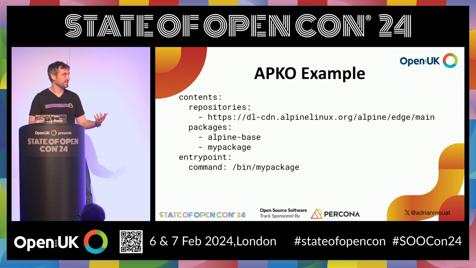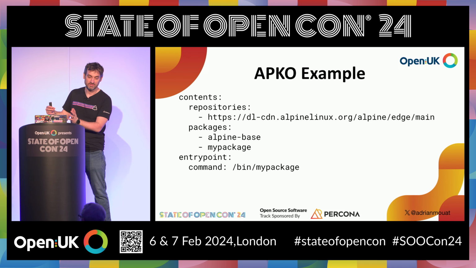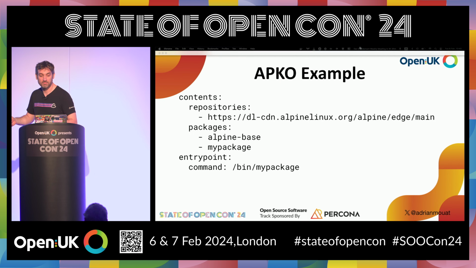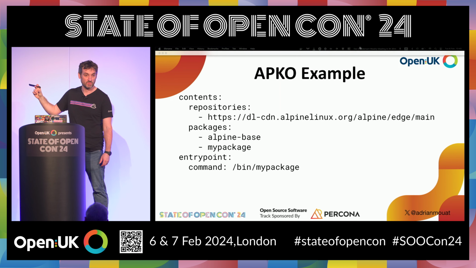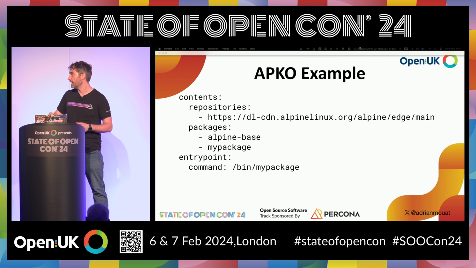And it's easy to create an image without a package manager or shell, because effectively our package manager is outside the image creation process, if you like. So that's an example. In this example, we can see we have to specify the repository we're interested in. In this case, we're using Alpine. We specify what packages we want, and we specify some container metadata, and that's it. So this will build you a container image with an Alpine base and whatever my package is.